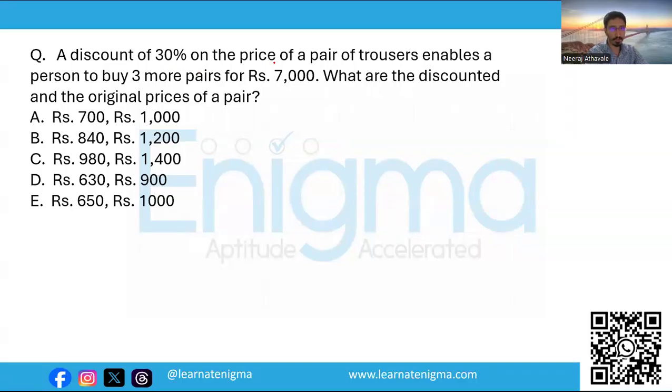A discount of 30% on the price of a pair of trousers enables a person to buy 3 more pairs for rupees 7,000. What are the discounted and the original prices of a pair?